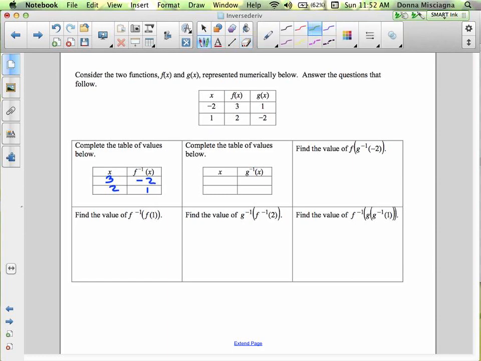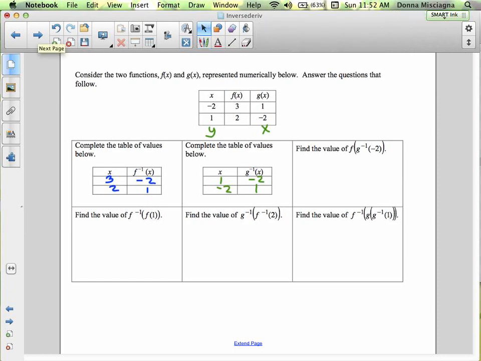Complete the table of values. All right, so the x values for g inverse were the y values for g of x, and the y values for g inverse are the x values for g of x. That means that if we plug in 1, we get negative 2. If we plug in negative 2 into the inverse, we get 1. x and y are switched.